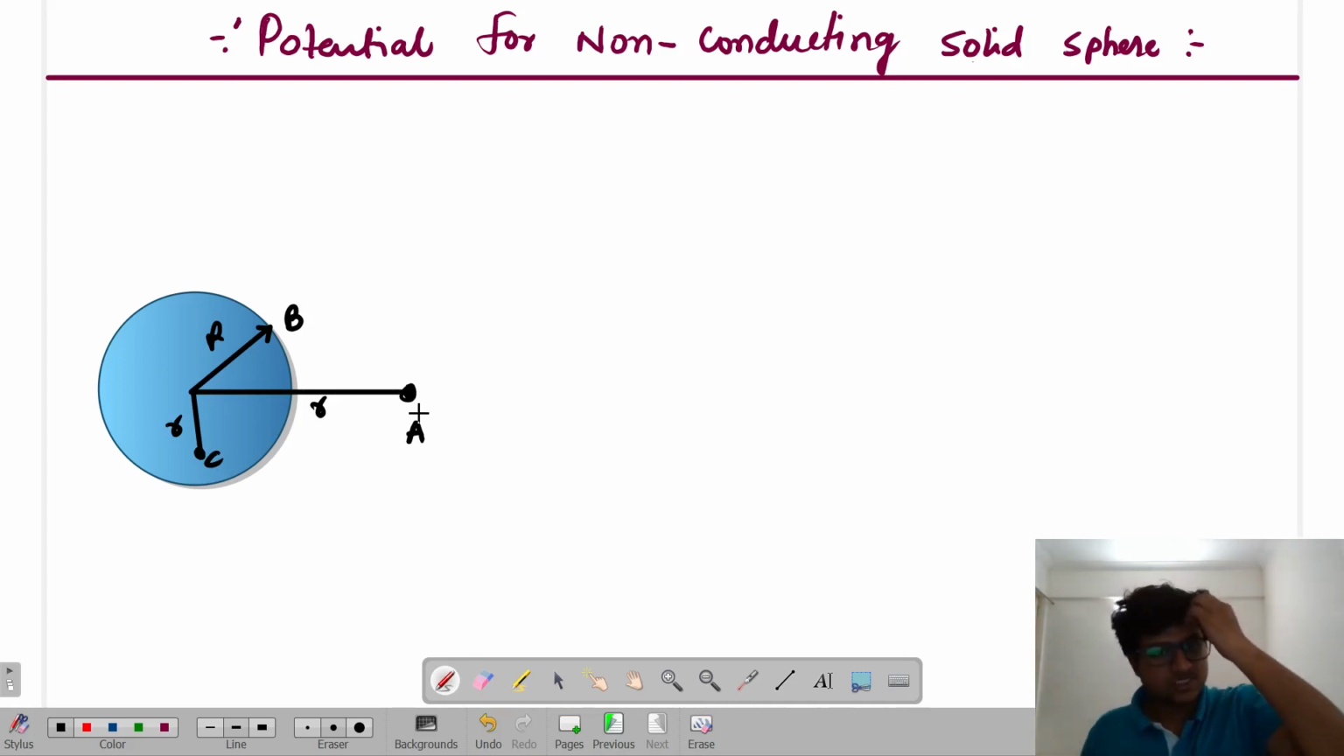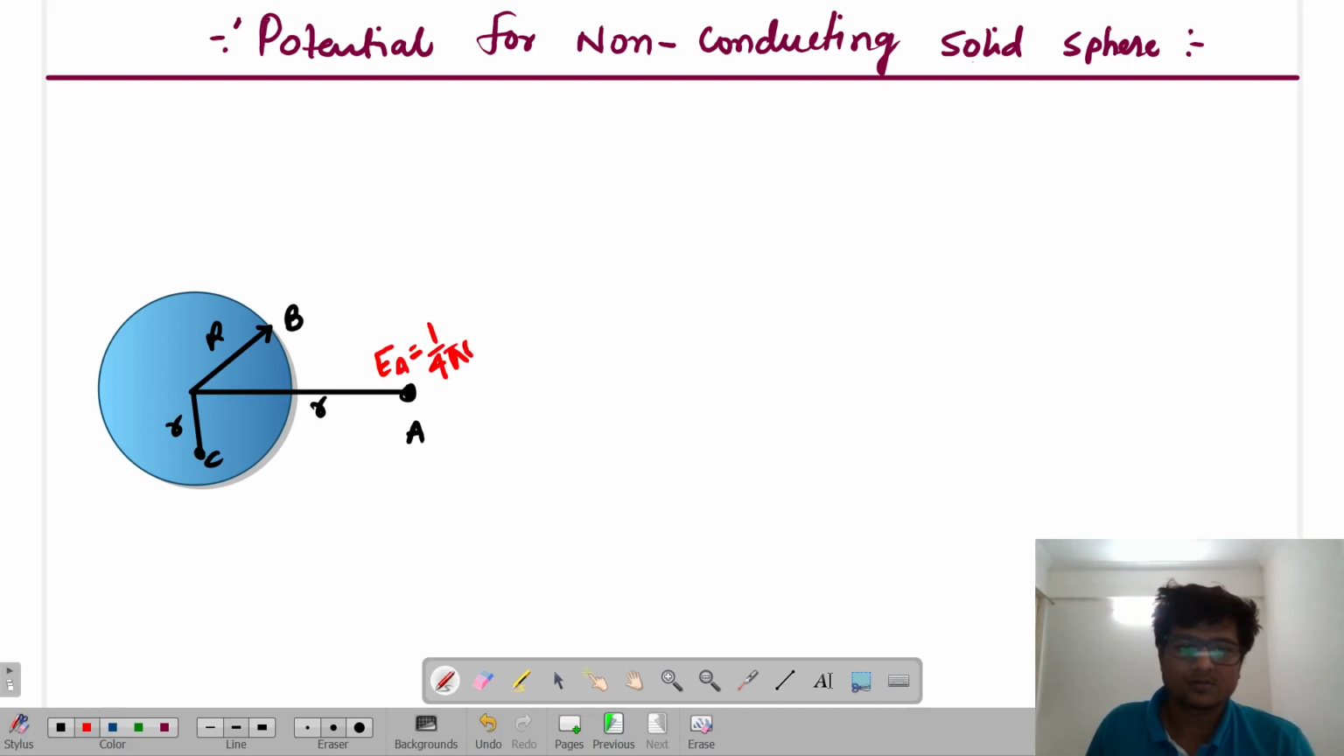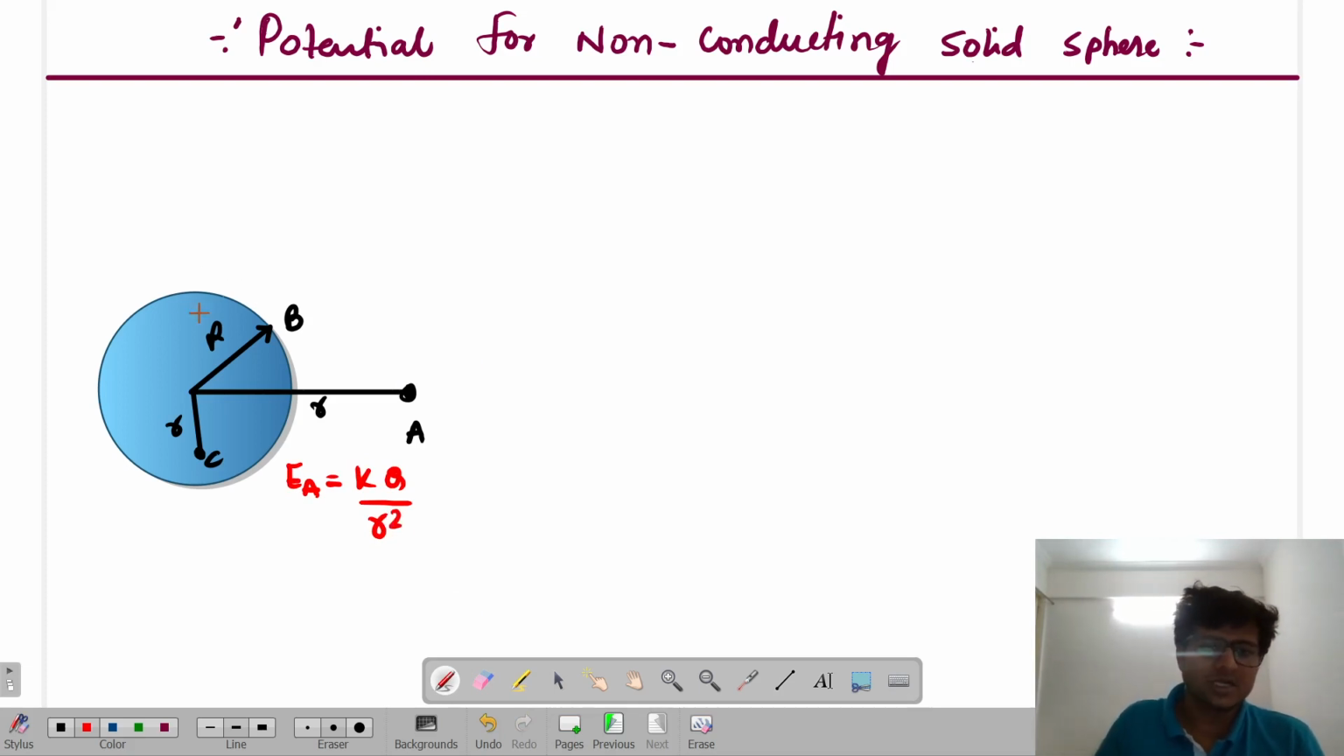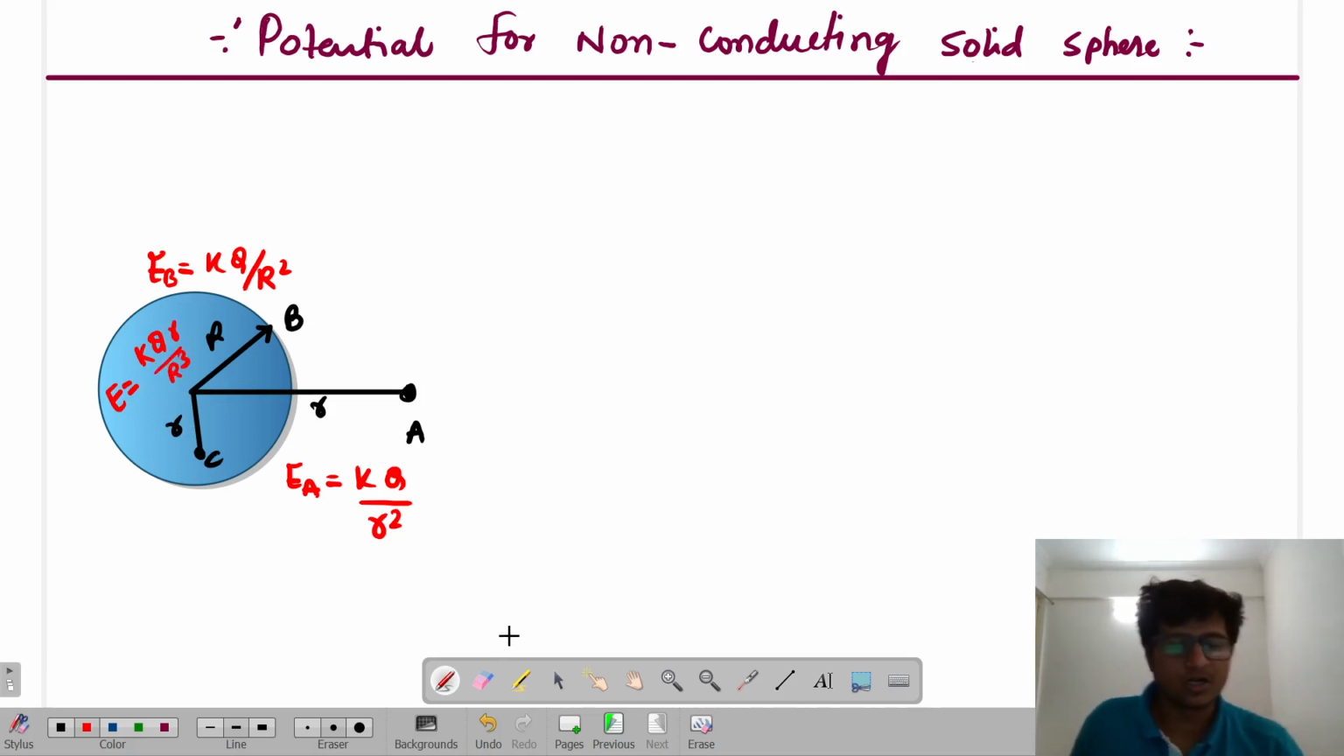Once again, for the exterior point, the electric field was given as 1 by 4 pi epsilon naught. I'll write it in a simple form here. E at A is kq by small r square. At the surface, E at B is kq by capital R square. Inside, it was totally different. E is kq small r by capital R cube. Are you able to get me or not? So these are my three different electric fields.